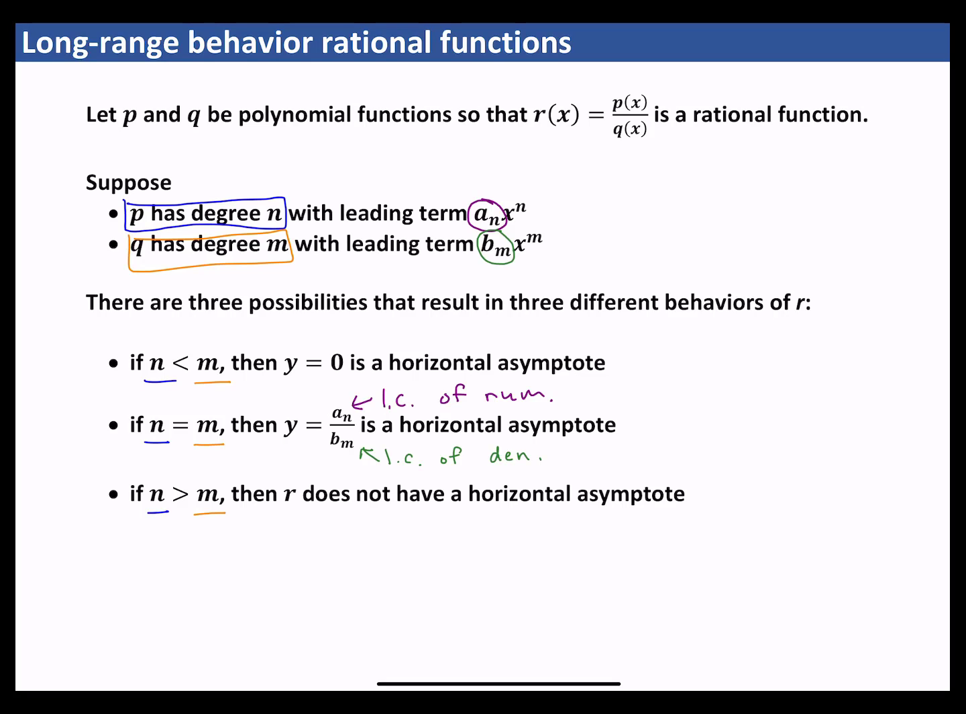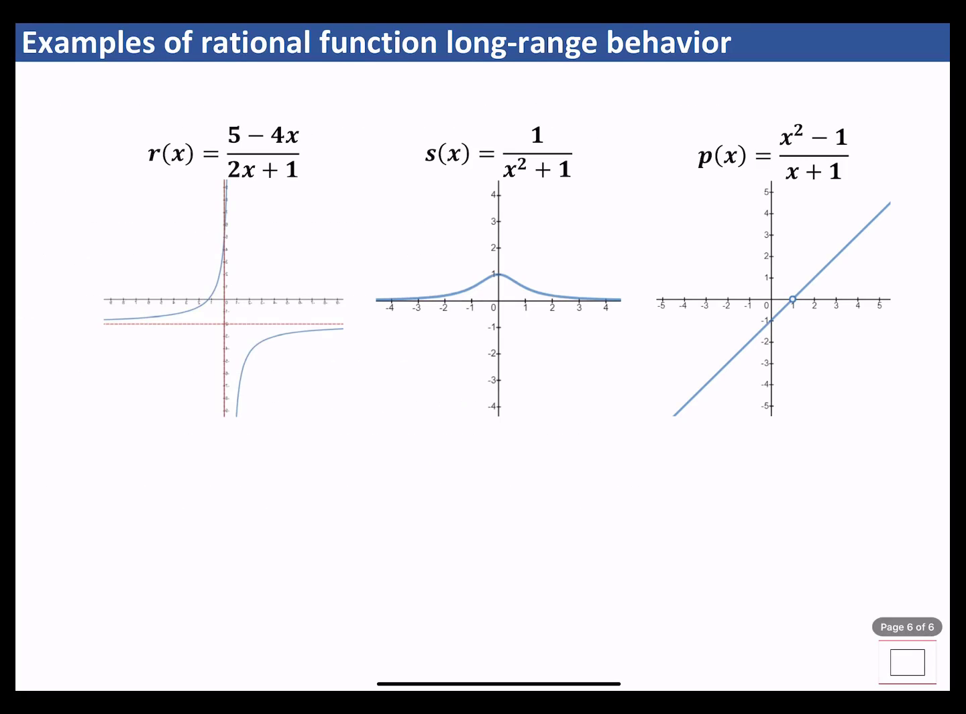Let's quickly look at an example of each scenario. So notice that r of x in the numerator is degree 1, and in the denominator we also have a polynomial of degree 1. The leading terms are negative 4x and 2x. When the degrees are the same, we are going to divide the leading terms. So we see that indeed there is a horizontal asymptote at y equals negative 2.